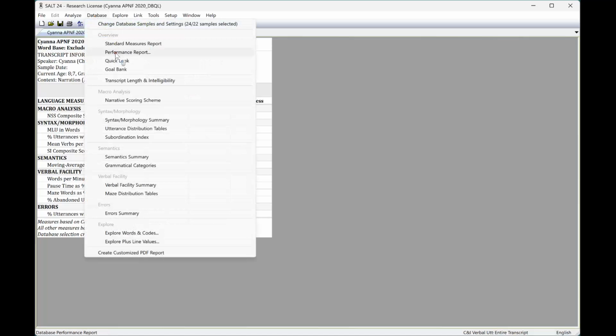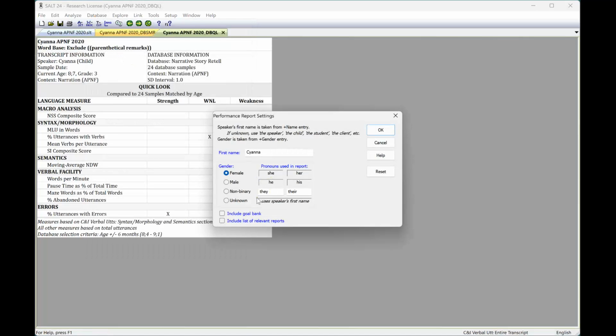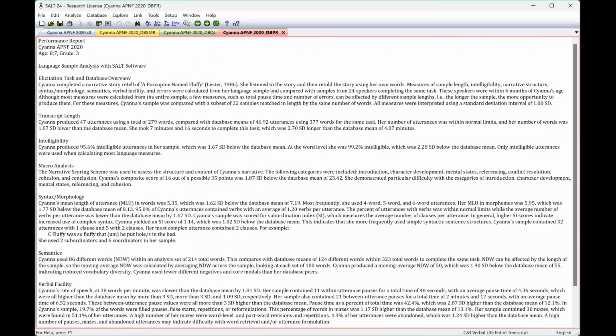What this does, you hit performance report under the database menu, and this just helps us set up the report. I'm going to keep her name as Cheyenne, and the pronouns in the report are female. We'll hit OK. And then everything is written out in a narrative format, so this can be really handy. What I do is I paste this into my electronic medical record system, and it does light interpretation for you, which helps guide your analysis. This can be saved or copied and put into Microsoft Word or whatever you want, and you can edit it as you see fit. If there are changes, you can just type them in. So your report is already done for you in just a couple seconds.